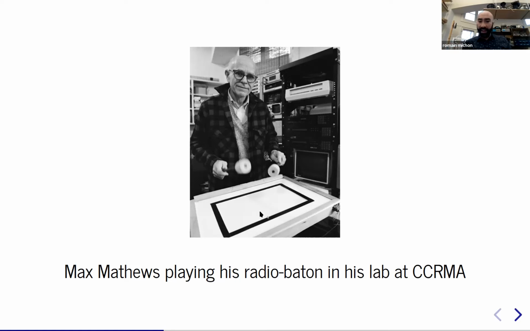And so the interface you see here is the radio baton. There is an example of one in the CCRMA lobby in the museum. It's an instrument that works using capacitive sensing, and so you can basically detect the height of the sticks above the interface, and also you can detect the position of the impact on the interface, so X and Y.